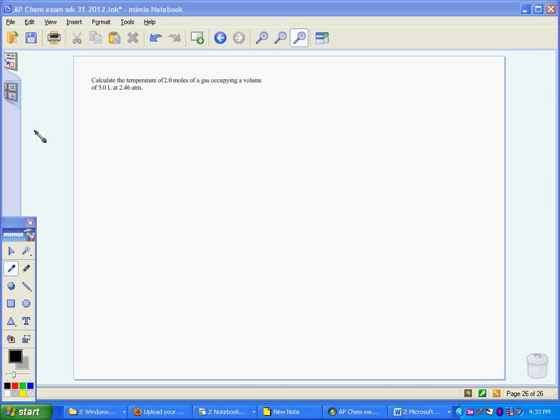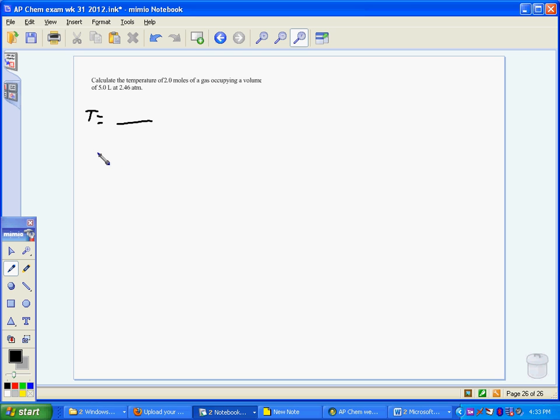This was a 3-point problem on your test. It was just a straight up ideal gas law problem. When we look at it, remember always write down your variables. You're calculating temperature. We start off with 2 moles of this gas. Volume is 5.0 liters and the pressure 2.46 atmospheres.